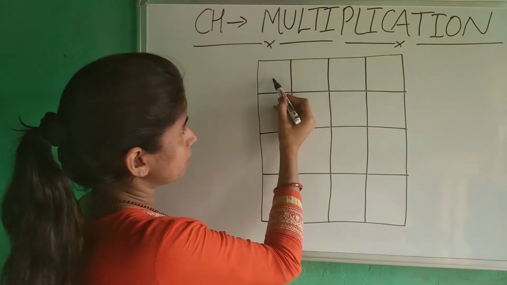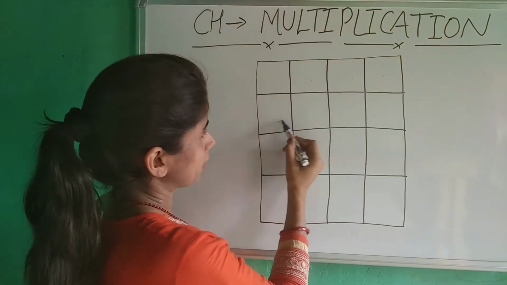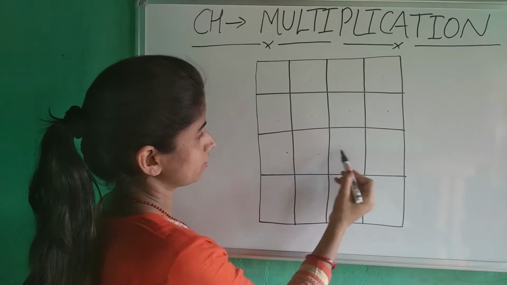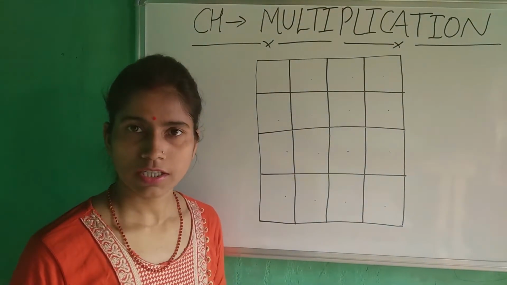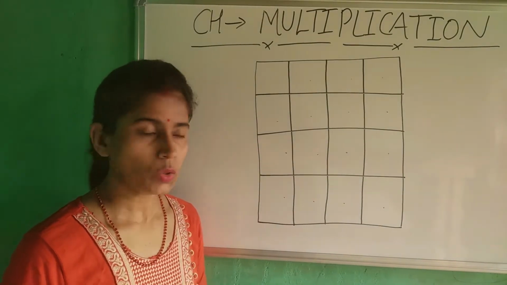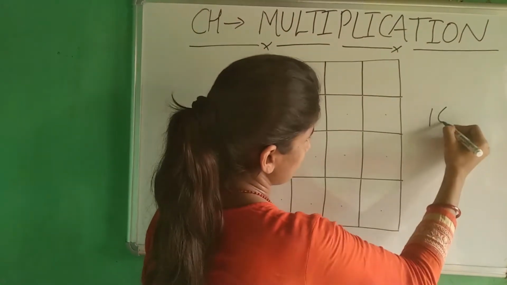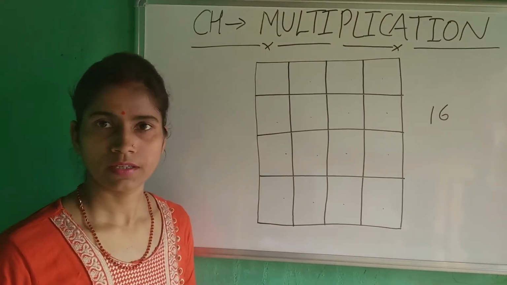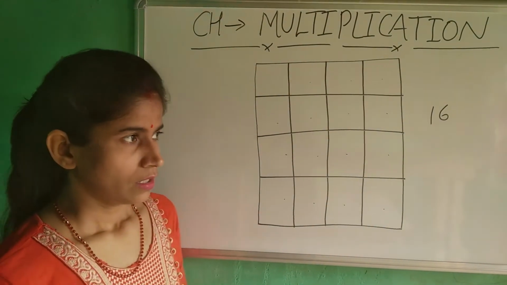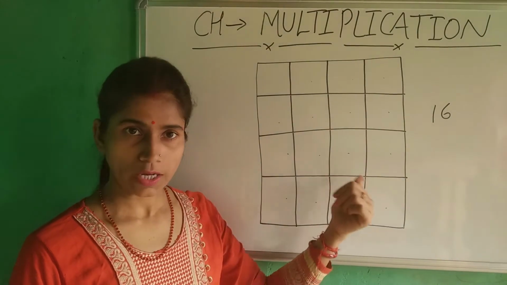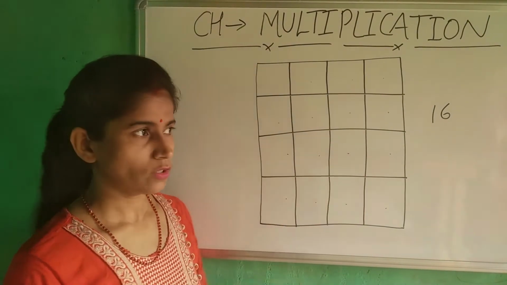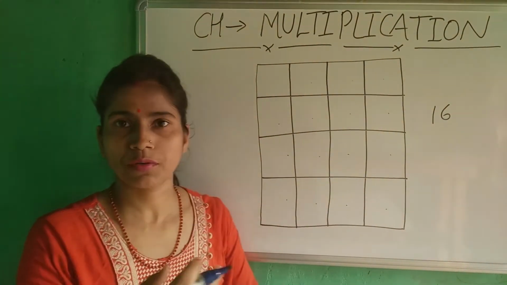I am going to add 1, 2, 3, 4, 5, 6, 7, 8, 9, 10, 11, 12, 13, 14, 15, 16. How many boxes? How many blocks? Total 16 blocks are there. But have you seen it has taken time to count? Why not we do this in a different way?